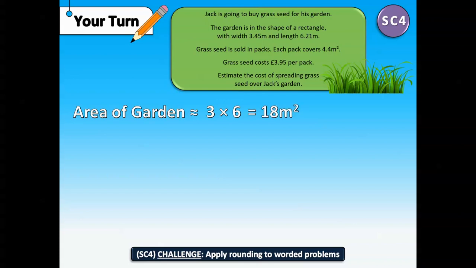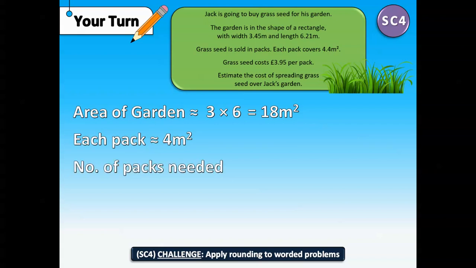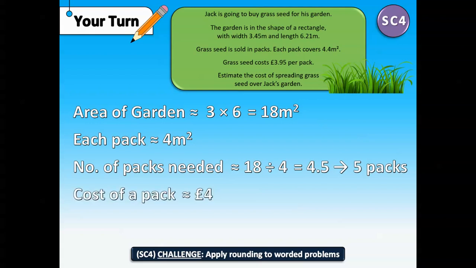So the garden is approximately 18 square meters. Each pack covers 4 square meters approximately. So the number of packs we need are 18 divided by 4. So we need 4.5 packs, but we can't buy 4.5 packs, so we round that up to 5. Now the cost of a pack, we can round up to £4, and we need 5 packs. 5 packs will cost approximately £20.